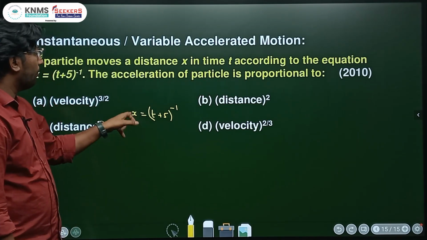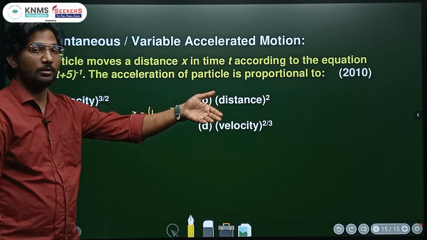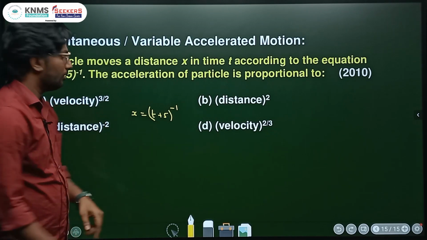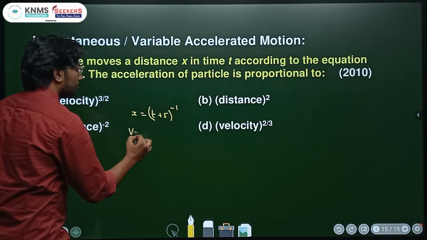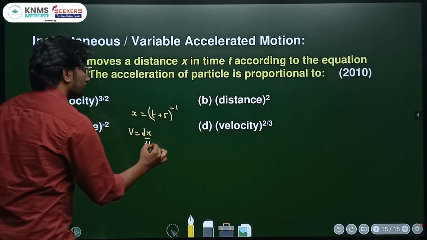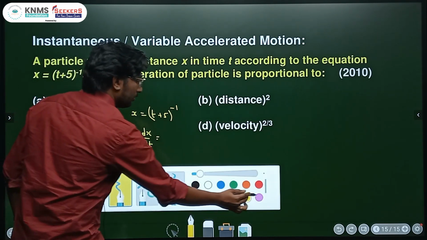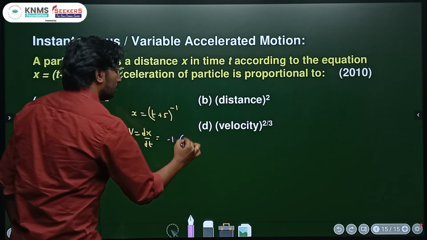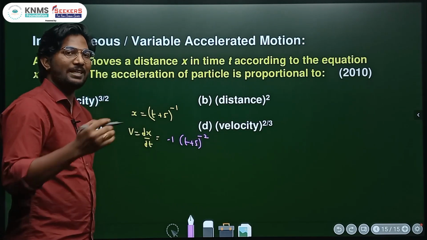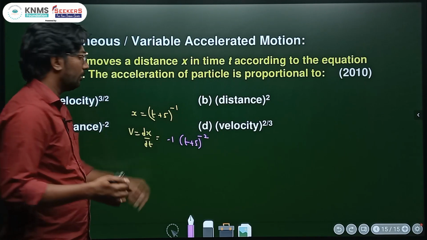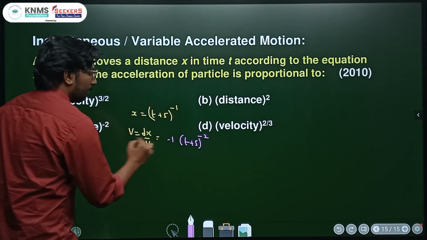So we know position is given as a function of time and acceleration is being asked. So it is in the forward order. That means we need to use differentiation. First differentiate position with respect to time to get velocity. This is like x to the power n, so the answer will be minus 1 into (t plus 5) to the power minus 2. The differentiation of x to the power n is n into x to the power n minus 1. So this is the value for velocity.